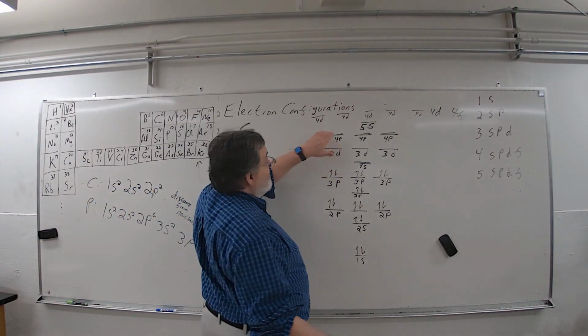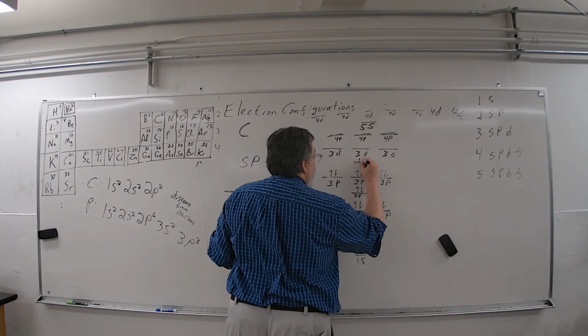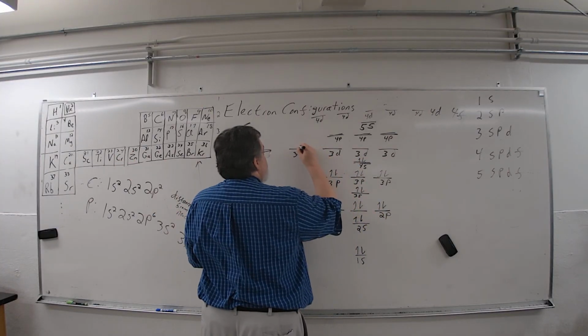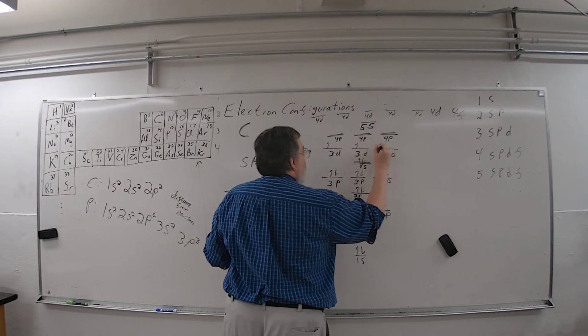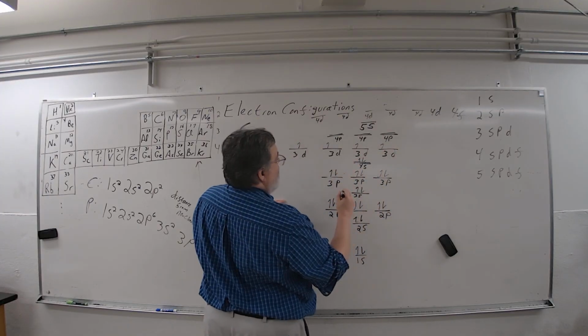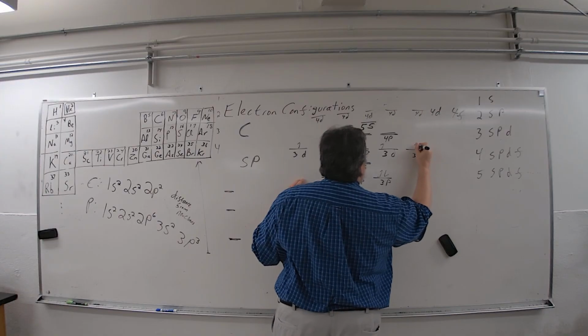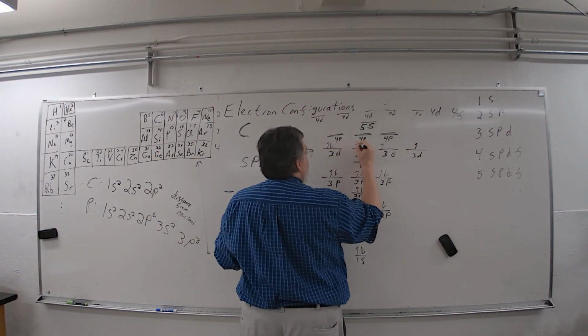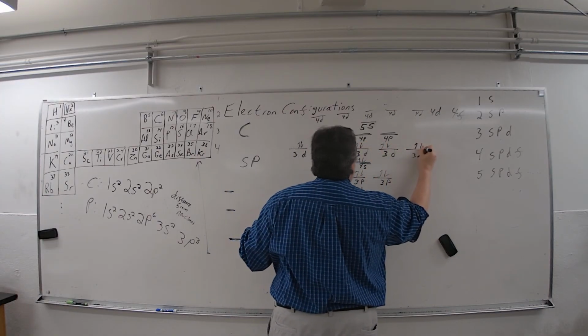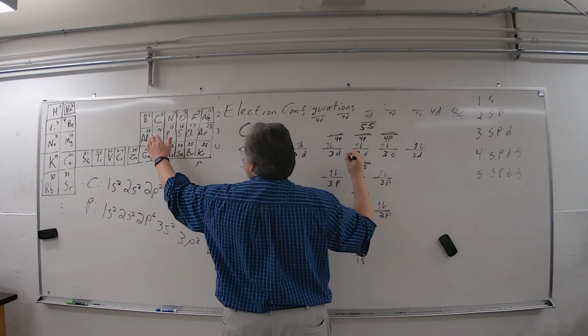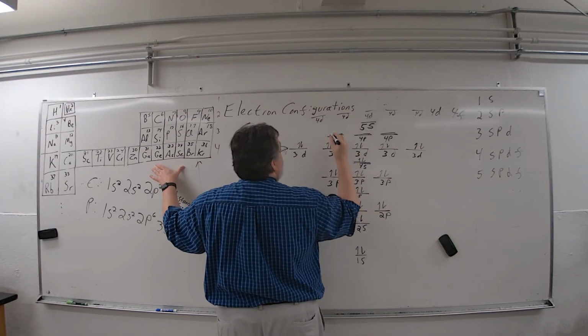I can fill this S and this P, but then I would go across the transition metals. 1, 2, 3, 4, 5. Kept going across the transition metals. Now I'm at the 1, 2, 3. Now I'm filling these.